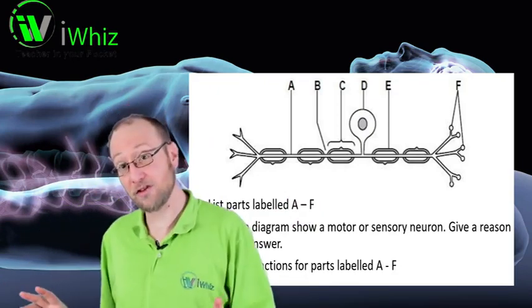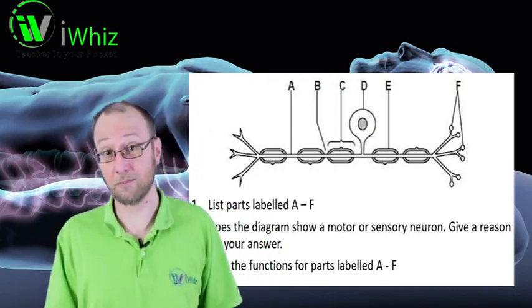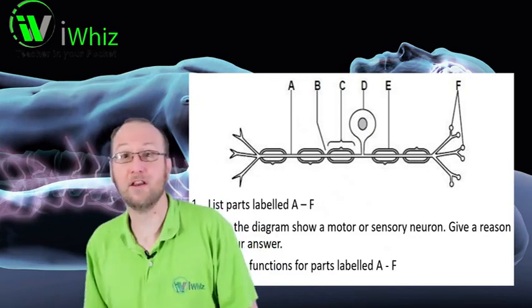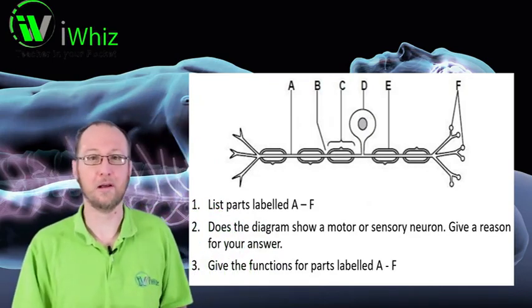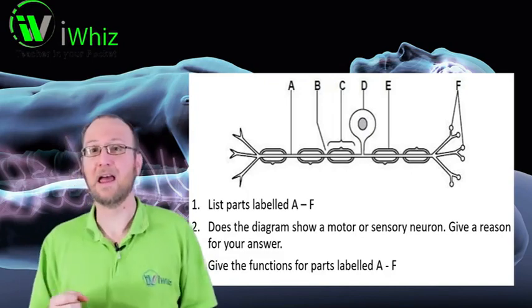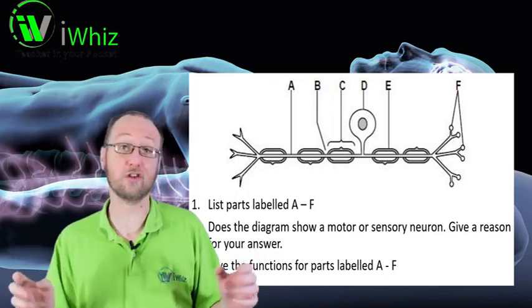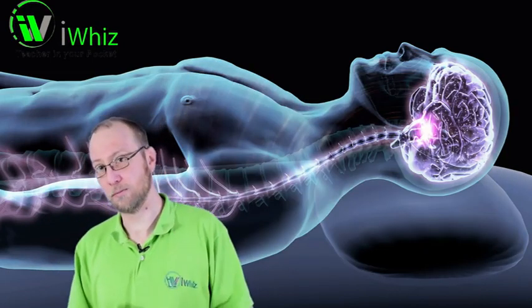Okay, the next question then says, what kind of neuron is this? And give a reason for your answer. Now remember, in our lesson we spoke about motor neurons and interneurons or connector neurons, and we also spoke about sensory neurons, and we took a closer look at the structure of a sensory neuron and a motor neuron.